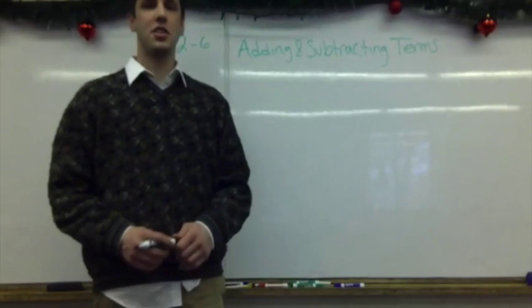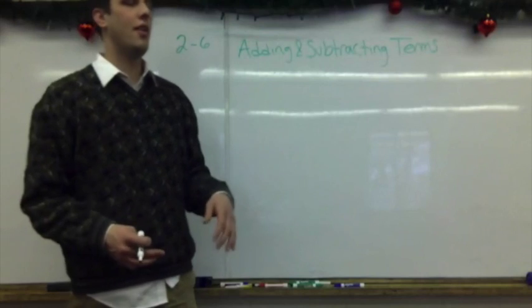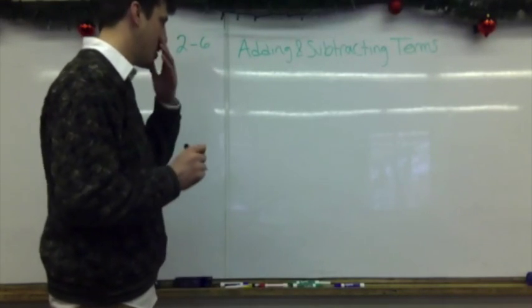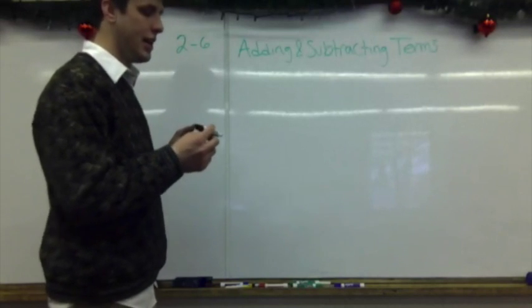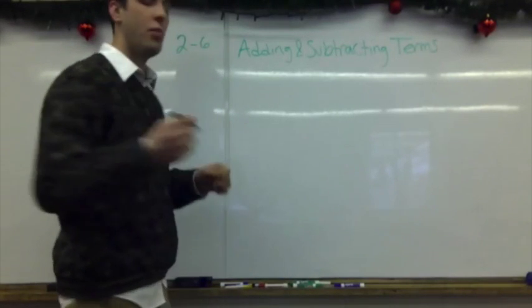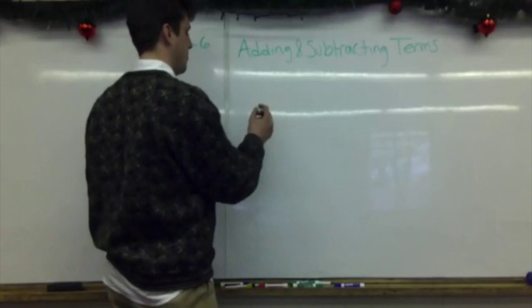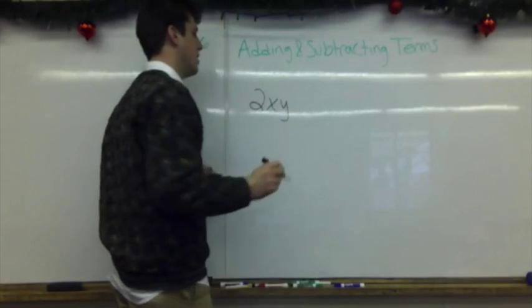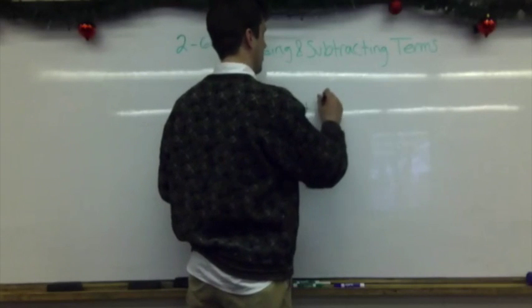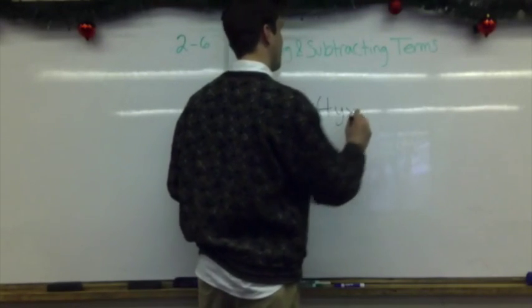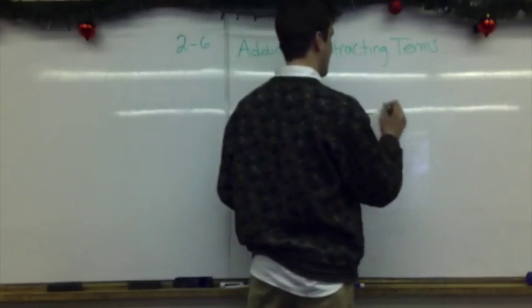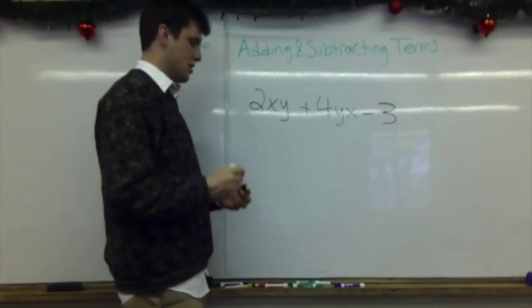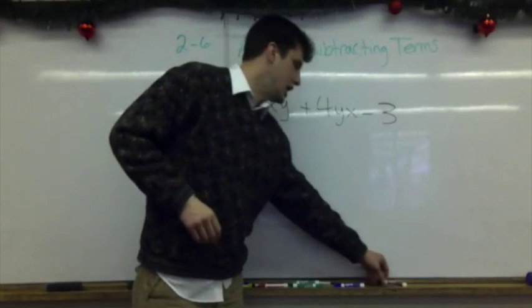All right, so now I'm going to show you a few different ways that a problem might try and trick you. The first one is if there's more than 2 variables in a term. So suppose you have 2xy, and then you are adding 4yx, and then subtracting 3. All right. So what do these mean?